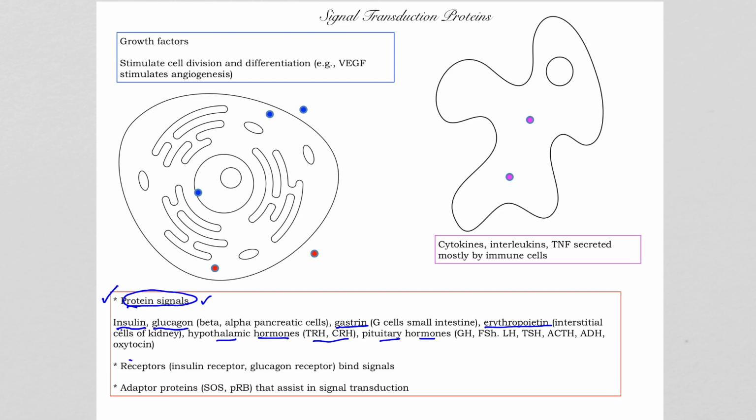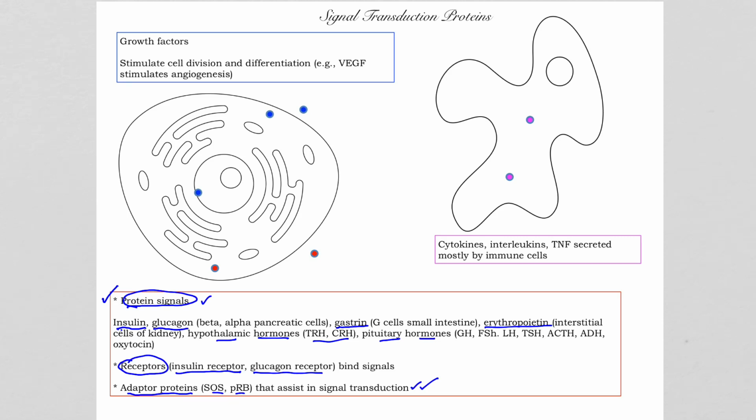Then the signals bind receptors. These receptors are also signal transduction proteins. Example, the insulin receptor that binds insulin and the glucagon receptor that binds glucagon. Then we have other kinds of signal transduction proteins such as adapter proteins, SOS, GRB. All of these help in signal transduction.